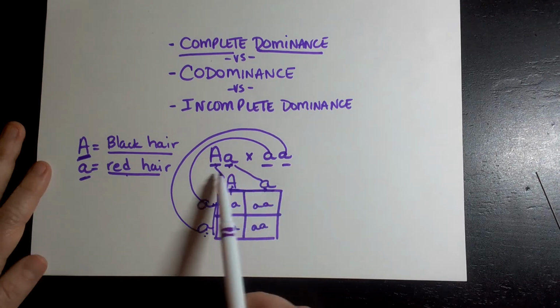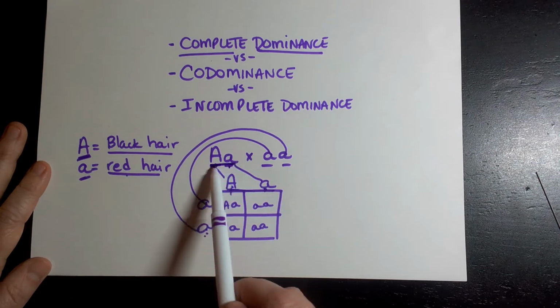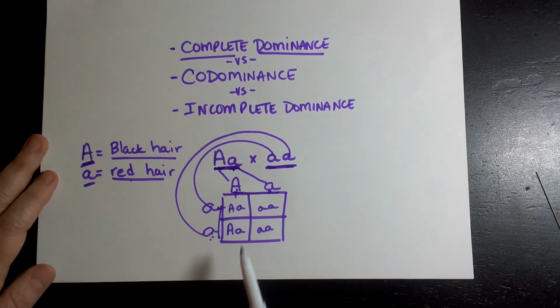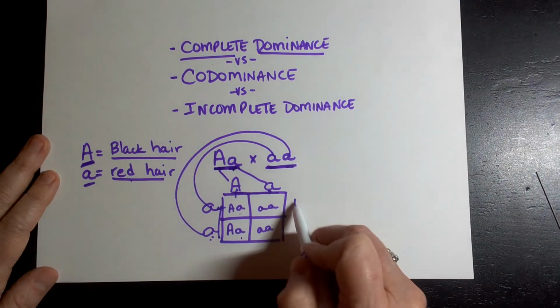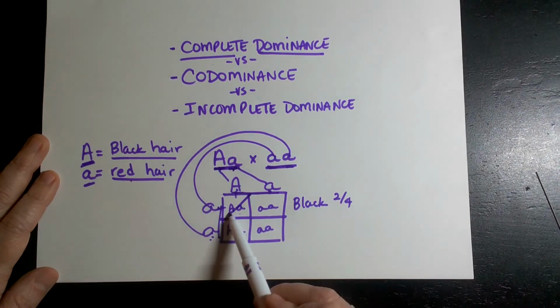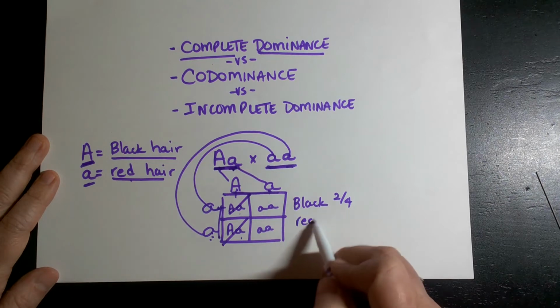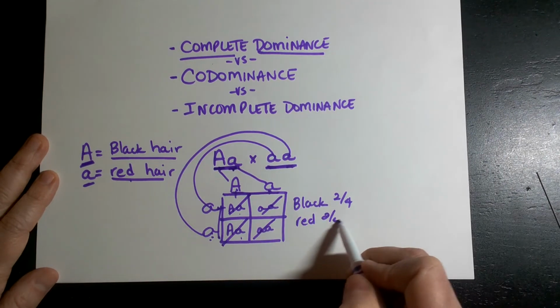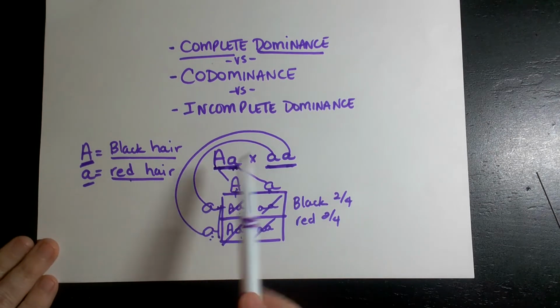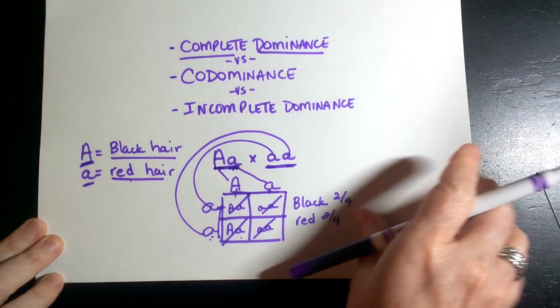So when these two parents with the genotype heterozygous for black, homozygous for red, have babies, you could tell them, okay, so black hair is a 2 out of 4 chance, and red hair is a 2 out of 4 chance. Okay, so when these two people have an offspring, there's a 50-50 chance that it has black hair or red hair. Complete dominance works that way. You can always be assured that the capital letter will always beat the recessive lowercase letter.